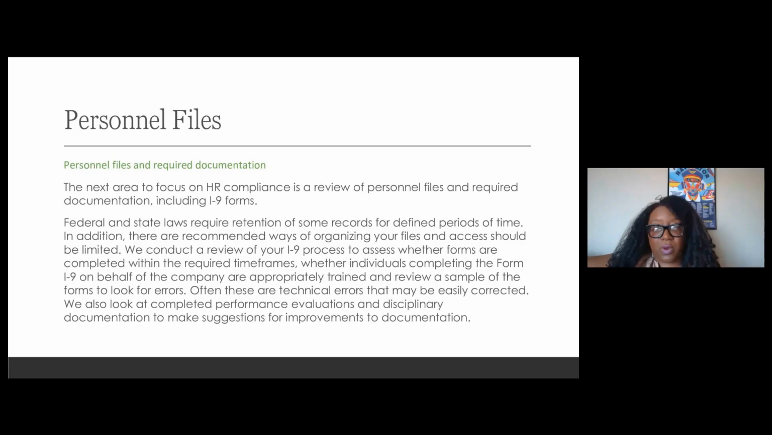Now, you can require that people are legally able to be employed in the U.S. That's a requirement as well. So within your documentation and in your files, you have those pieces as well. So just keep that in mind. Make sure you've got all those documents in the personnel file.